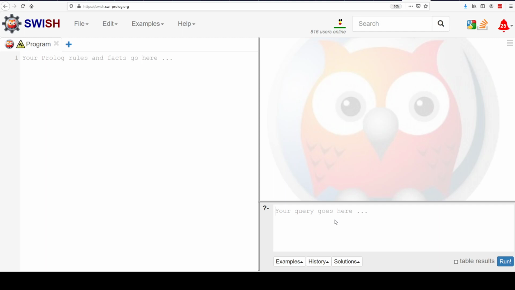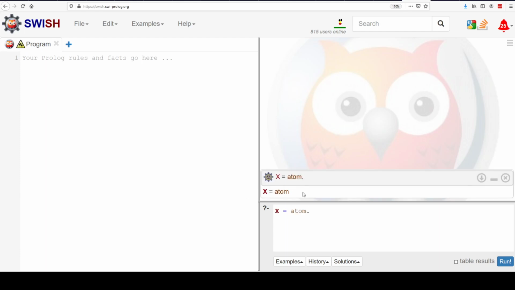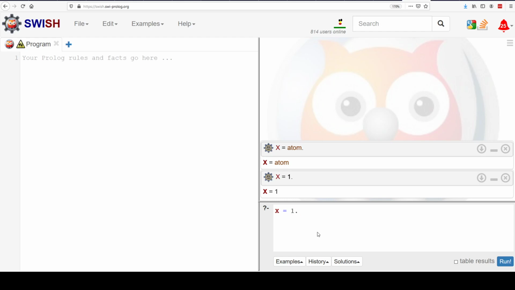So to start with, we just talked about variables and unification, and that we could do something like assign x equal to an atom, a constant, a word that starts with a lowercase letter. And we showed that we could also do this with numbers. We could do x equals 1, and that'd be fine.